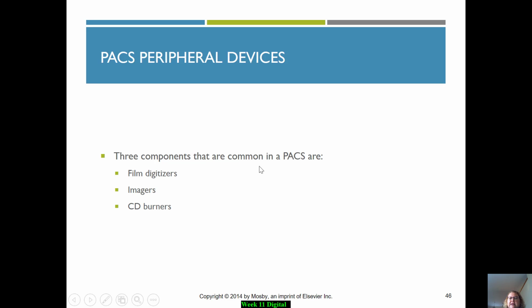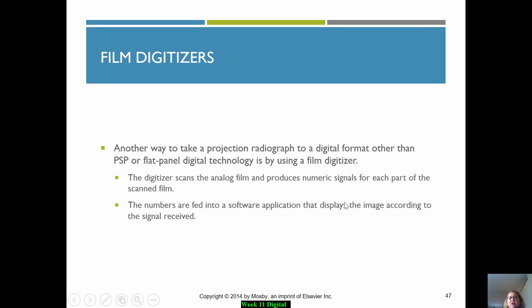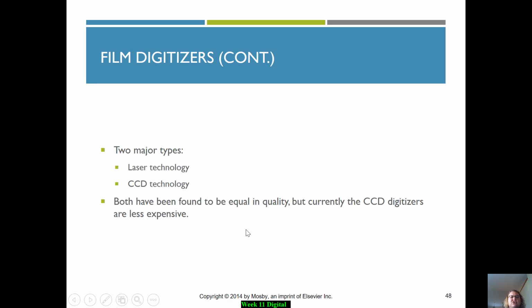There are three components that are common in PACS: a film digitizer, an imager, and a CD burner. Film digitizers are another way to take that radiograph and convert it to a digital format, and they do this using a digital scanner. They kind of look like a view box. Think of a printer standing upright. You put your film on there, and it has a bar that goes across, scans that information, and feeds it into the software.